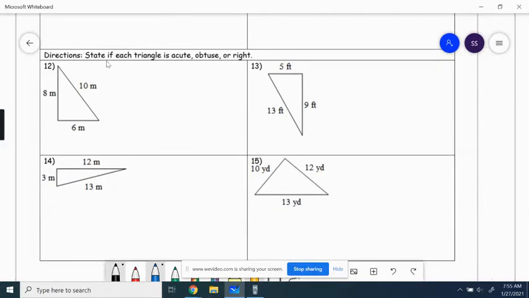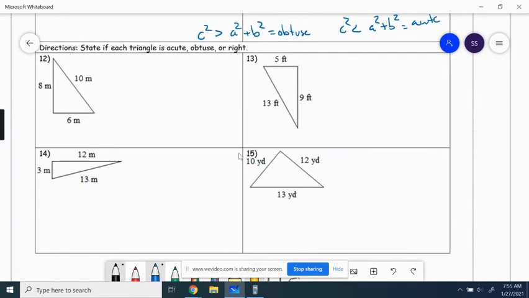All right, so now we're stating if the triangle is acute, obtuse, or right. So again, if c squared is greater than a squared plus b squared, well then it's going to be obtuse. If c squared is less than a squared plus b squared, then it's going to be acute. All right, so let's go. I'm going to switch around. Let's do how about number 14.